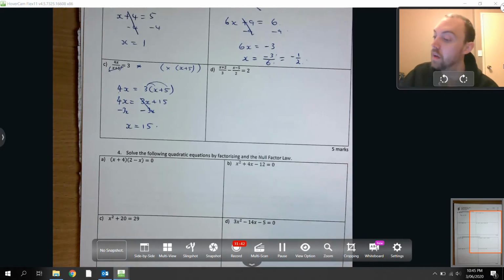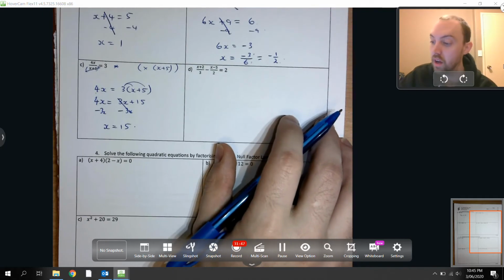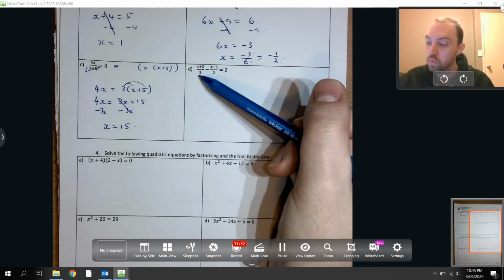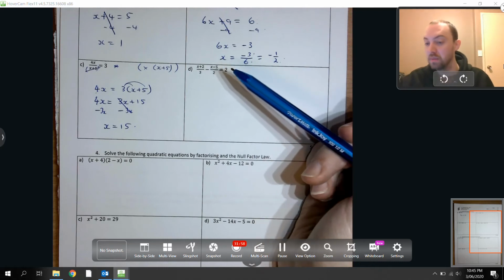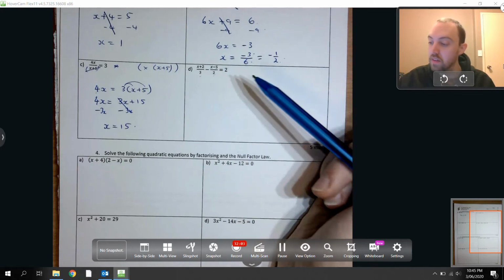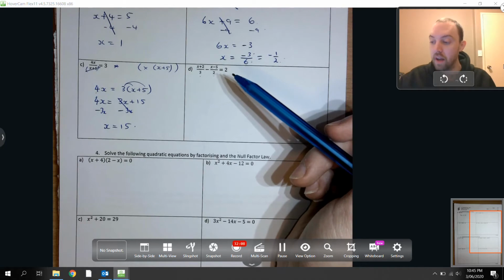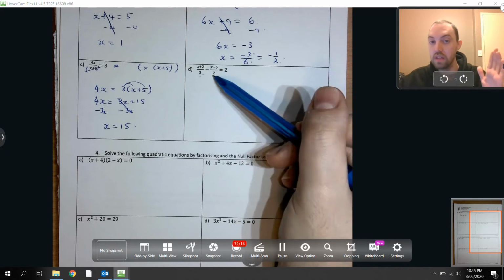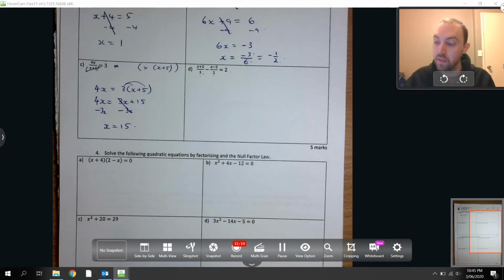Alright. Part D. This one's a little bit trickier. We have kind of a complicated fraction. Now, we don't like to work with these fractions in algebra. Fractions can be useful, just not in this setting. So I need to try and get rid of these denominators. So I need to do the opposite. Okay. If I am timesing by 3, for example, to get rid of this, I have to do it to each term, because I'm timesing all of one side by 3.